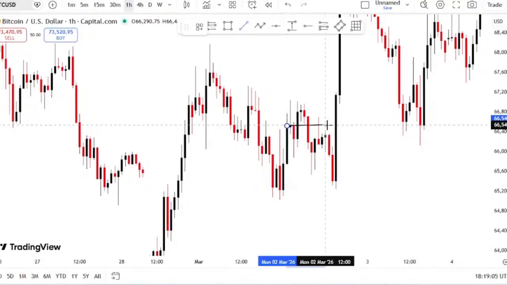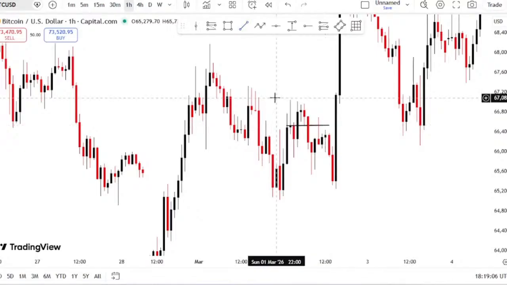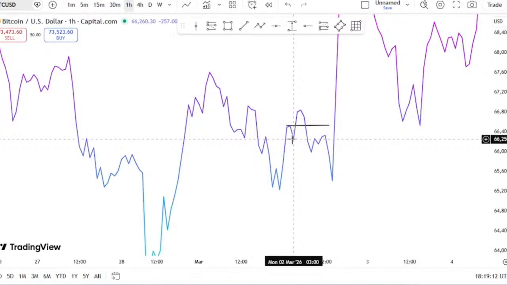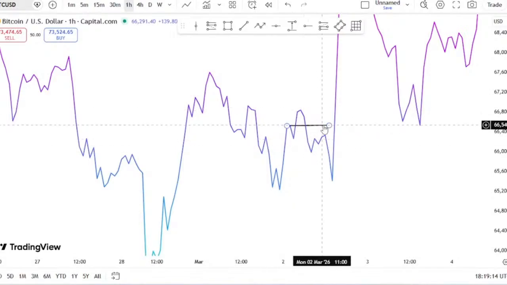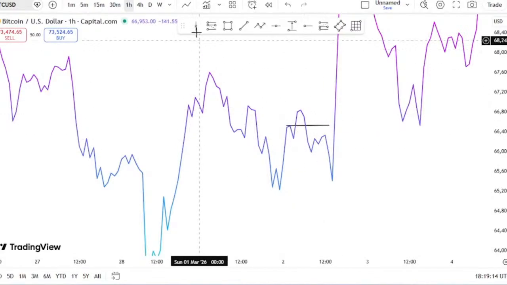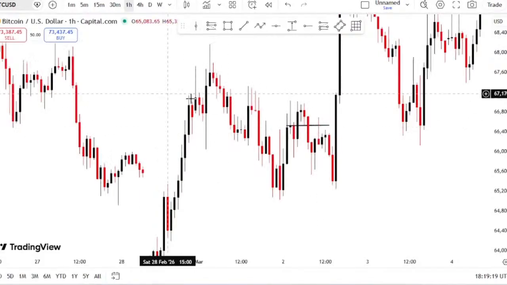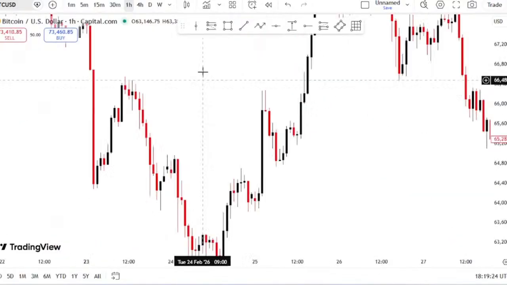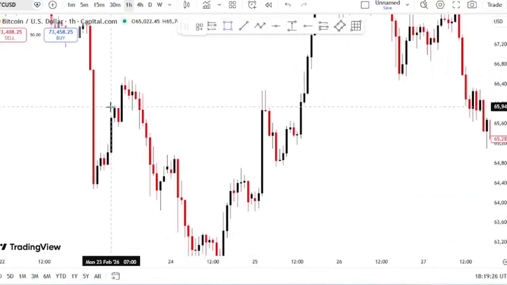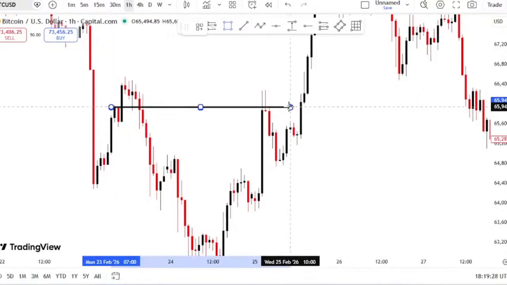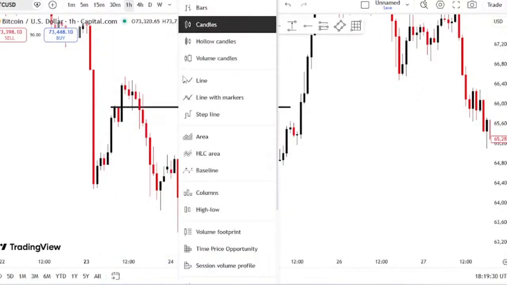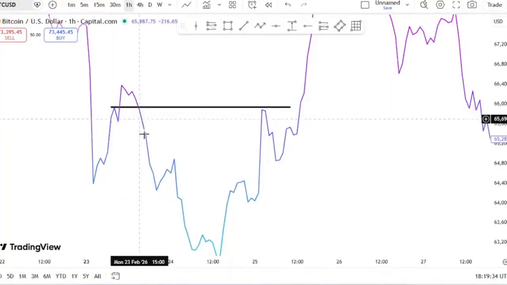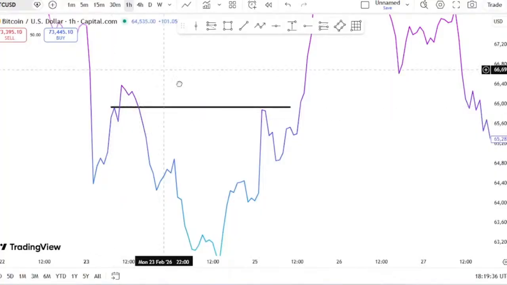Then look at this. So let's turn to line chart. See it? High, low, higher high, lower low. Price return to that level. So that is QM. That is QM. QM is one of the strongest reversal pattern. Here is another one. Let's turn to line chart. You're going to see it. See it? High, low, higher high, lower low. Price return to that level.